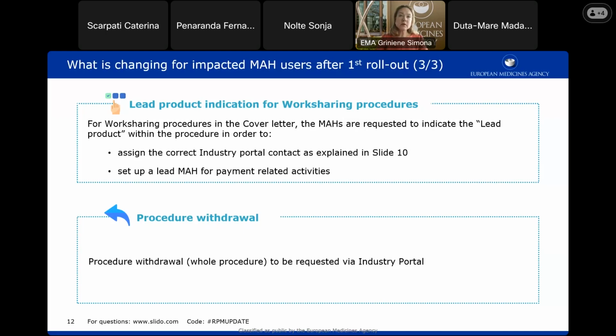Using the industry portal also allows you to withdraw the procedure in a very easy way. As mentioned, the portal contact, the procedure manager, is allowed to withdraw the procedure, but also please keep in mind that the whole procedure is requested to be withdrawn through the industry portal when you want to withdraw all the scopes. So these are the main things that change in terms of using IRIS from the industry portal. And now if we can go to the next slide.